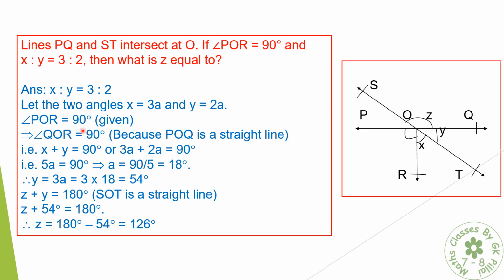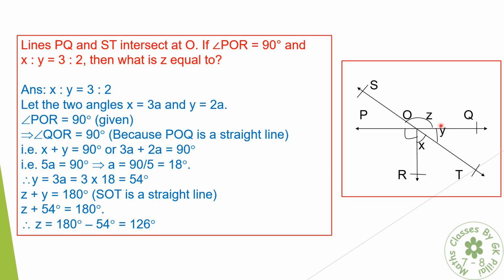Angle POR is 90 degrees. Therefore, angle QOR is also equal to 90 degrees. That is nothing but x plus y equal to 90 degrees. So we will keep these two, 3a plus 2a equal to 90 degrees, 5a equal to 90 degrees, a will be 90 upon 5, 18 degrees. So we get y equal to 3a, 3 into 18, 54 degrees.